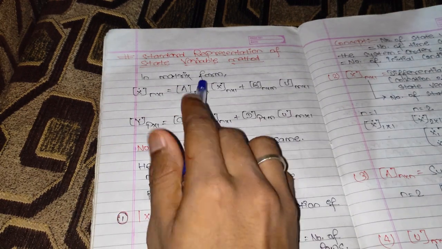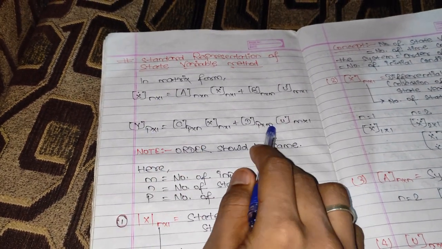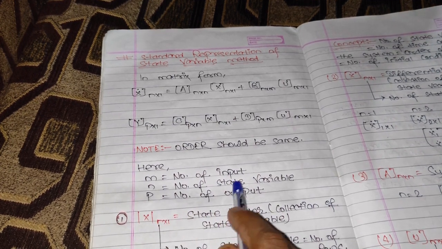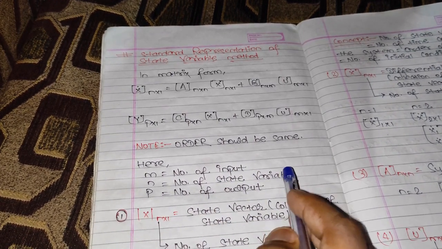Now we will see what n, p and m are. Here m is the number of inputs, n is the number of state variables, and p is the number of outputs.